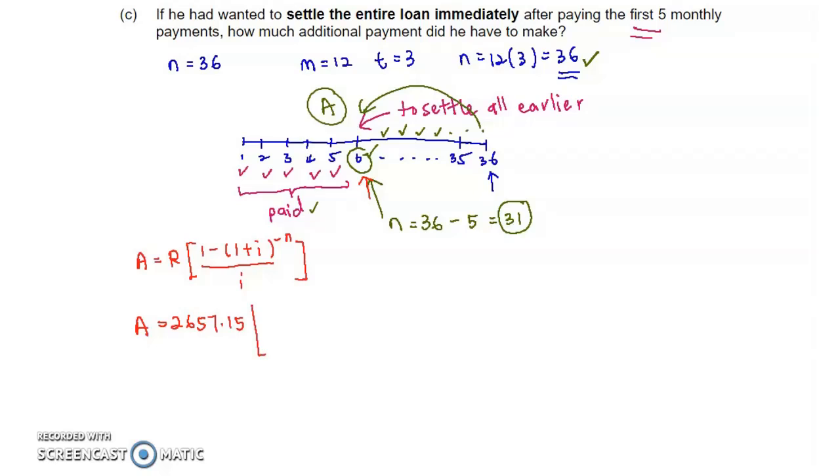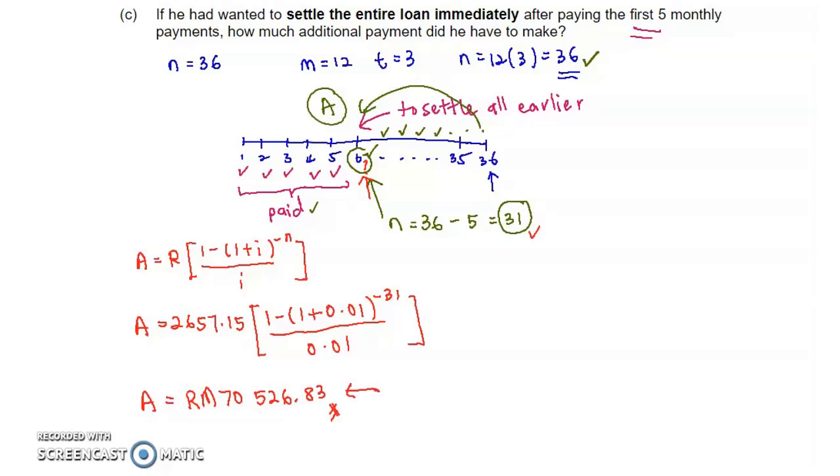2657.15, multiplied by 1 minus (1 plus i), where i is 0.01. N is the number of payments that we want to make on the 6th month here, so n equal to 31. So power of negative 31, divided by i, 0.01. If you calculate this one, you will get RM70,526.83. Okay, so this is the total amount that you should pay on the 6th month. Payment on the 6th month. You settle it all on the 6th month before month 36.